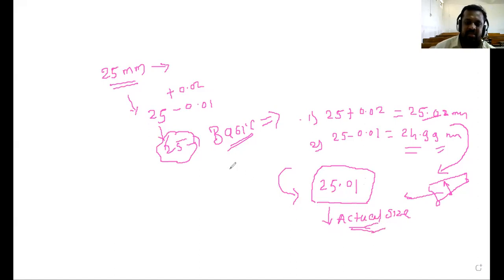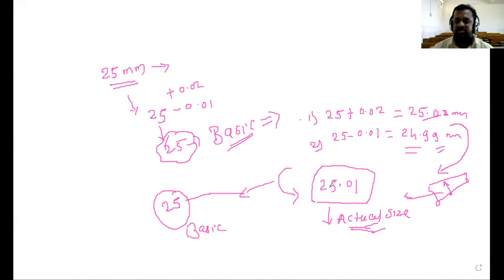And what is the basic size for this? That 25 is the basic size. See, this is the basic size, and this is the actual size. Okay, understood?